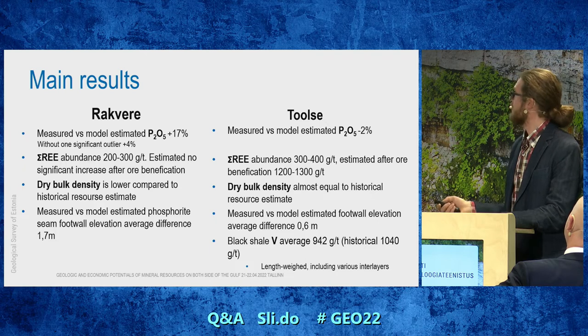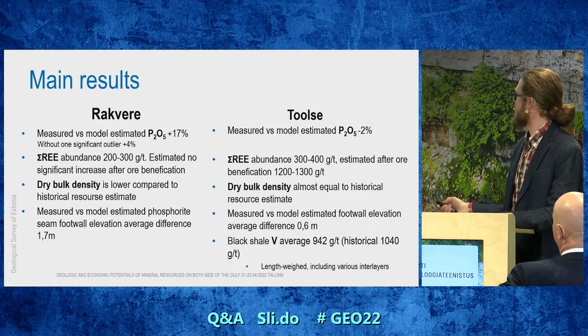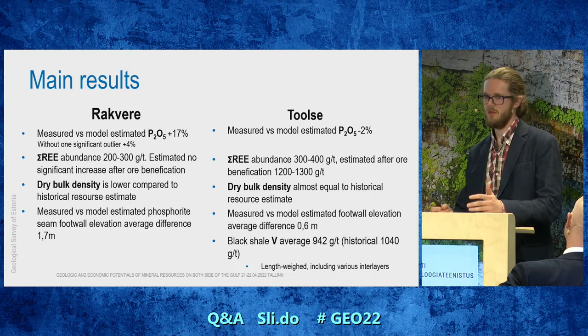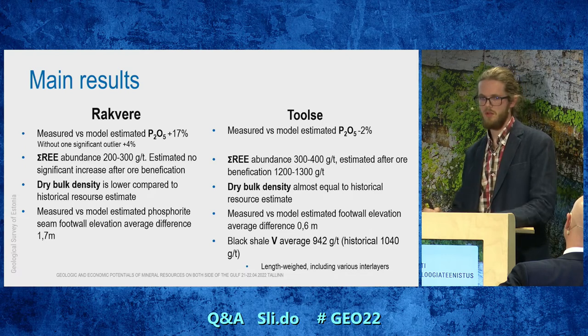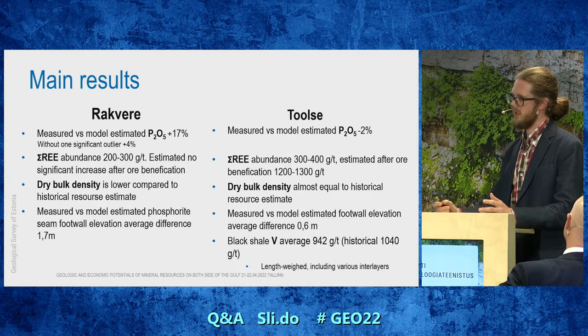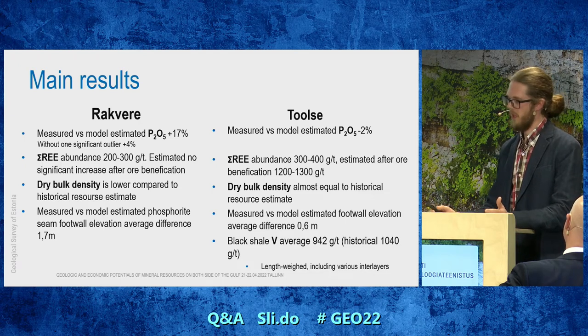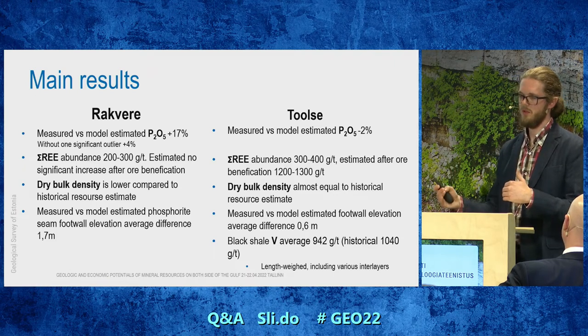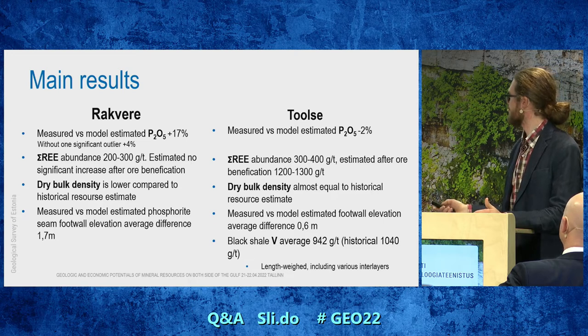And then, since black shale doesn't occur in Rakvere deposit area, we can say that the vanadium average in Tolsa deposit is about 950 ppm. But this includes different lithologies, because there is also carbonate inside and so on. And when we compare, we are inside a 10% difference, which means we can conclude that the historical data and new data agree well. There is no big discrepancy, actually.